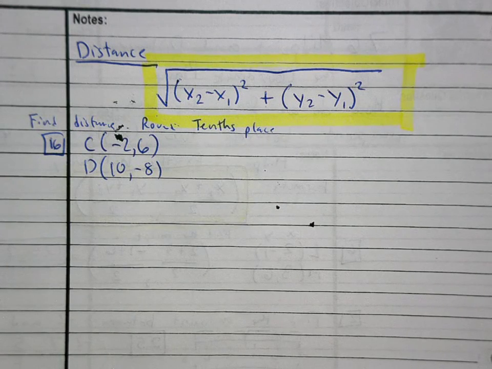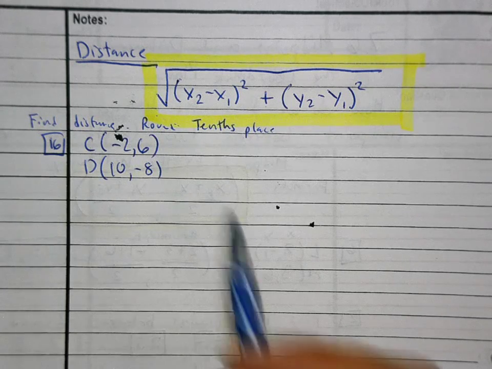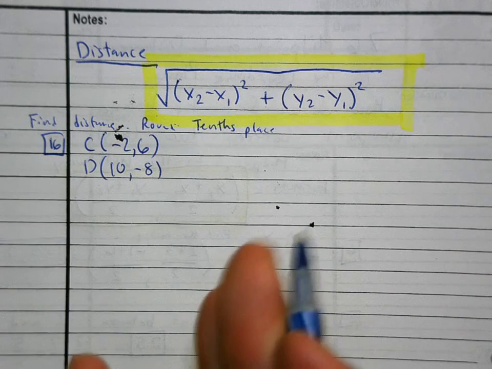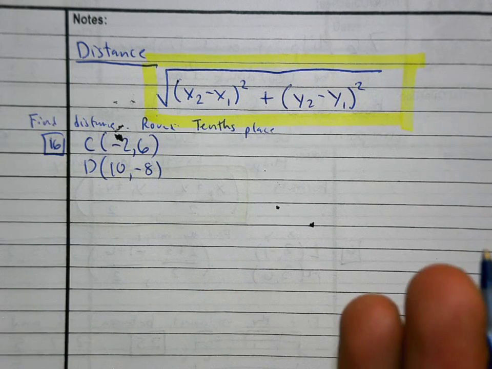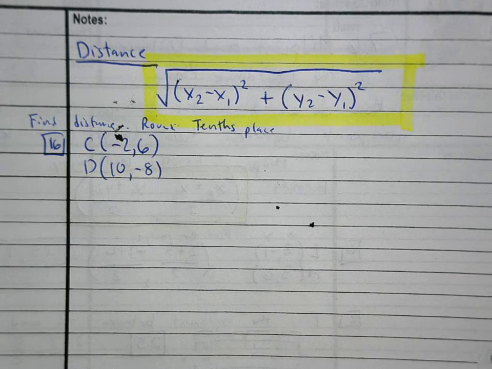Find the distance, round to the 10th place. So what this formula is going to ask you to do is to find the difference between your x's, square that, find the difference between your y's, square that, add those together, and then take the square root. So, hint.